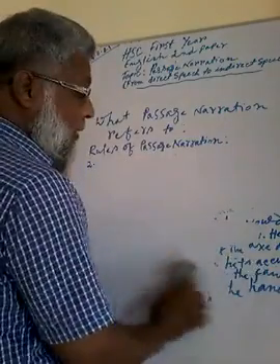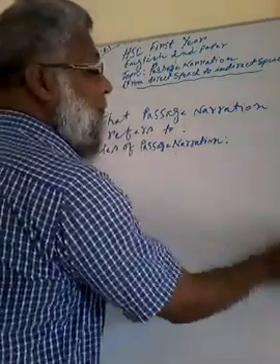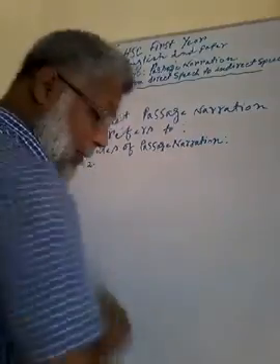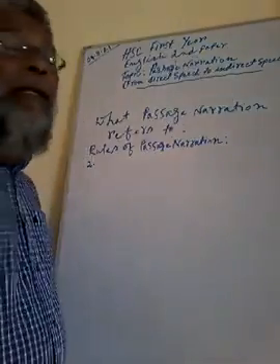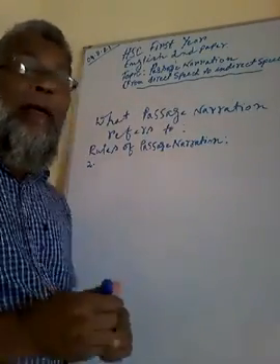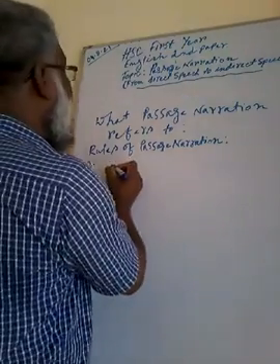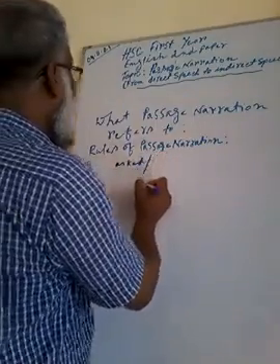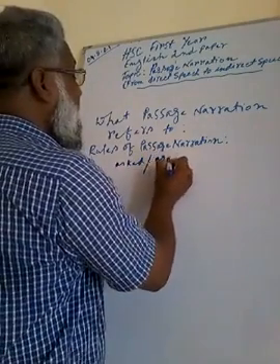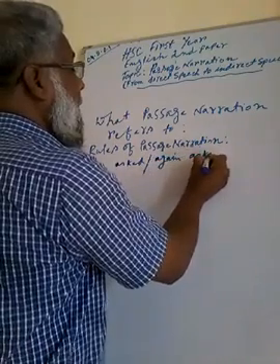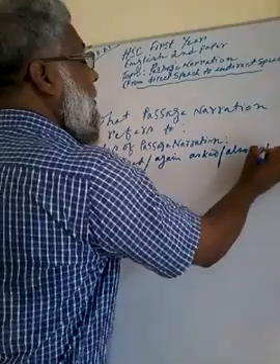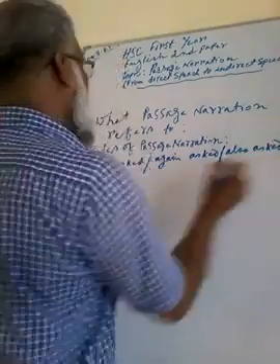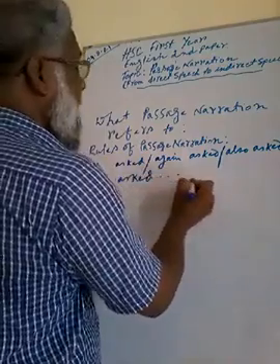Next rule: if the same speaker makes more than one statement in case of interrogative sentences, then we will use asked, oblique, again asked, oblique also asked, further asked, etc.